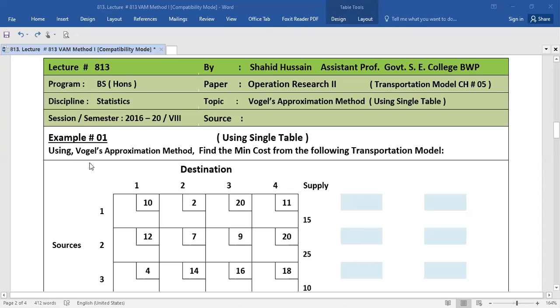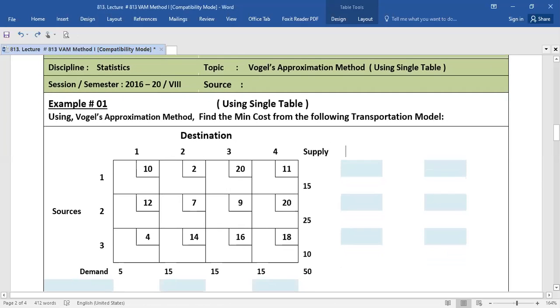Example number 1, using Vogel's approximation method, find min cost from the following transportation model. Here I have used the technique using the single table. In the single table, you will solve the problem and find the min cost. So moving in this way, here you see that we have a table where there are 3 sources and 4 destinations. Supply and demand are equal. It is a balanced model.